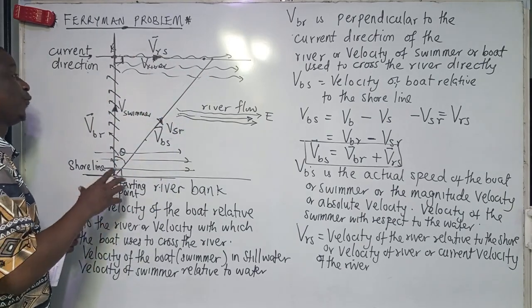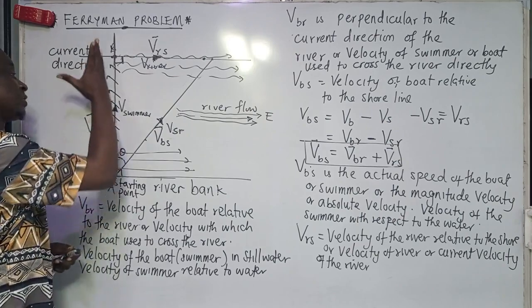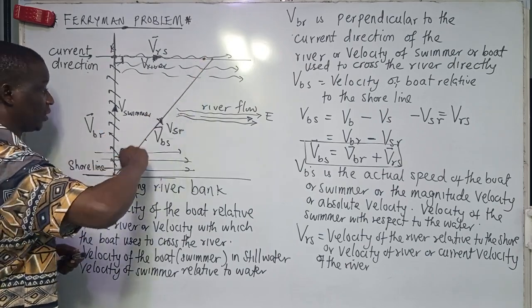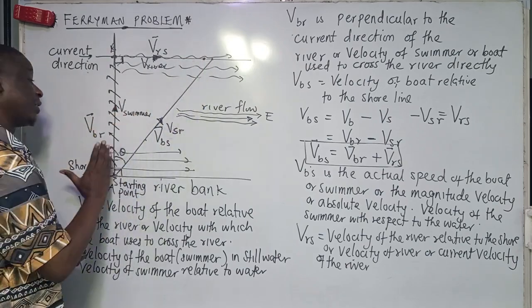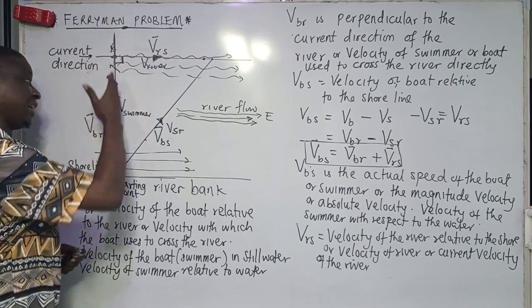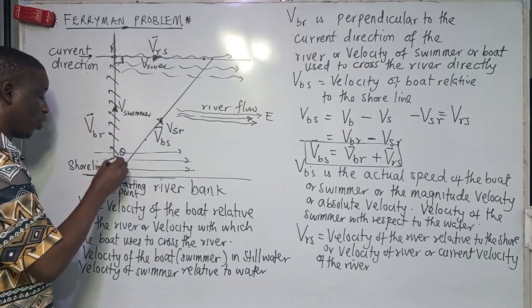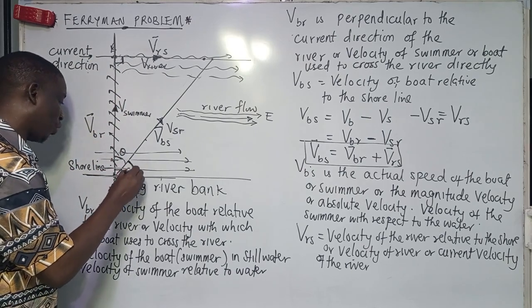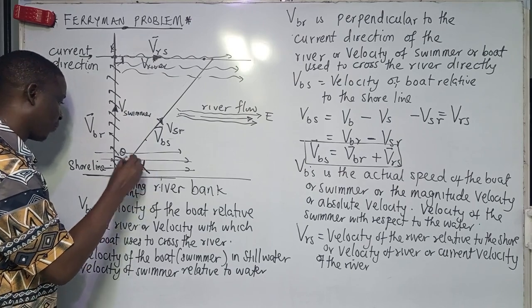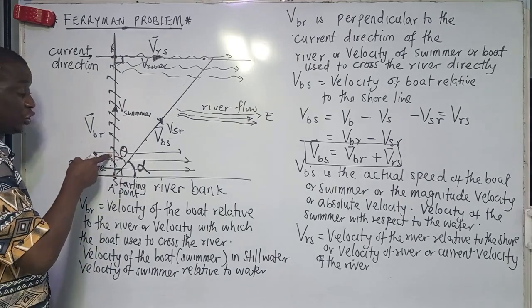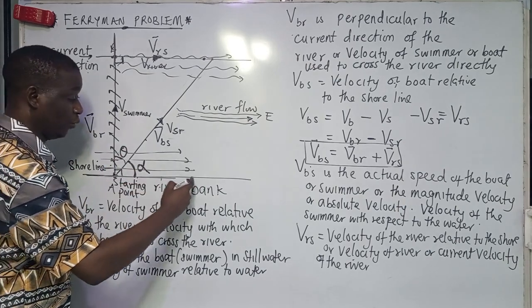Why? If the velocity of the boat in still water is flowing north, don't forget, then the actual velocity is this velocity. And I told you the velocity of the boat, or velocity of the swimmer, to cross the river directly is this one. Now this is the shoreline. This is the bank. Let me call this one alpha, and let me call this one theta. So theta is the angle to the shore, alpha is the angle to the bank.